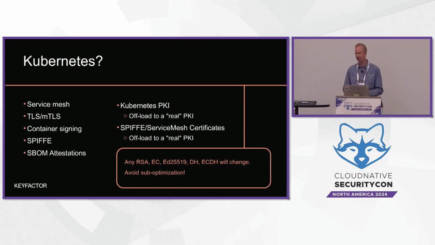today which have had the focus of getting things working fast. And we do that by hard coding some things in because it's going to work. But with the increased number of cryptographic migrations going to happen in the coming decade, it's probably better to offload that to a separate component, a real PKI, where you can just do a configuration change and switch algorithms and not require things like software updates. So kind of avoid sub-optimization by doing things quick and dirty.